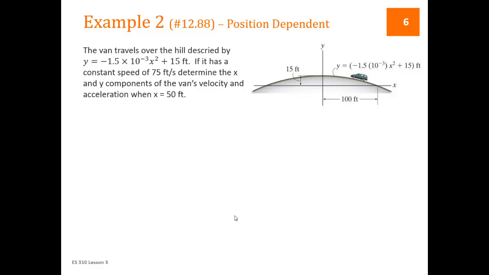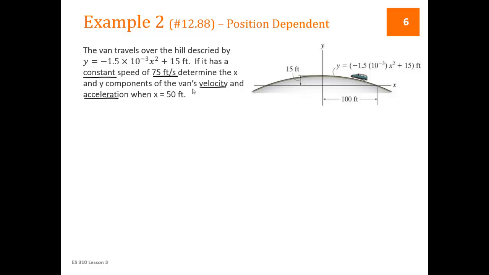Now let's take a look at an example where the path that it's following is given to us in terms of position instead of time. All right, so in our case, we have a van. It's going over a hill, and we're given the curvature of that hill. We're told that y is equal to negative 1.5 e to the negative 3x squared plus 15. We're told the speedometer on the car reads 75 feet per second, and it's constant, so there's no acceleration in that direction. We're supposed to figure out the x and y components of the velocity and the acceleration when we're at x equal to 50 feet.